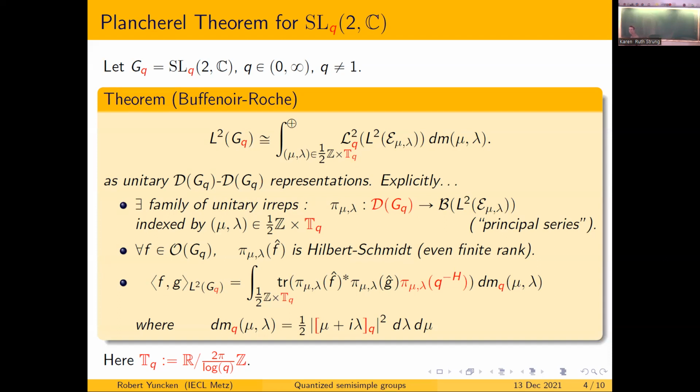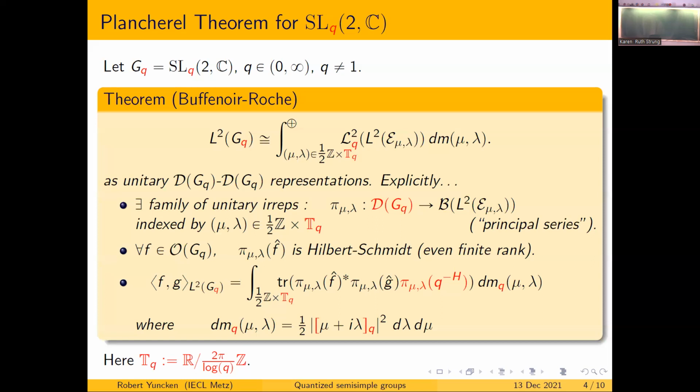So a circle now. Of course, as q goes to 1, in the limit log q will go to 0. So this lattice will get wider, sparser and sparser. And in the q equals 1 limit, we'll get back to the real numbers. Our circles will get bigger and bigger and become a real line. So there is some coherence in this formula.